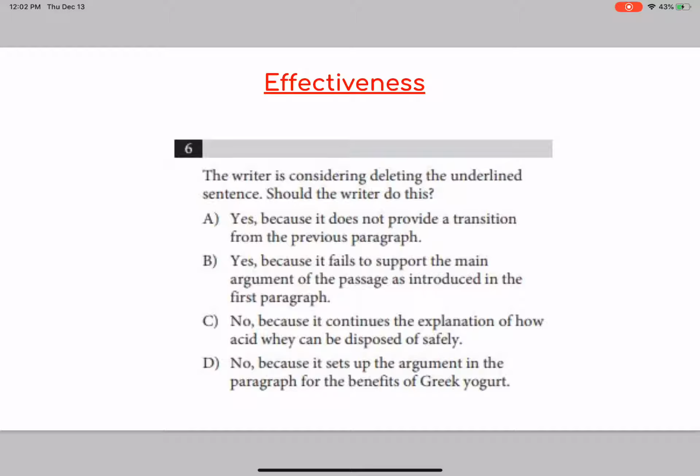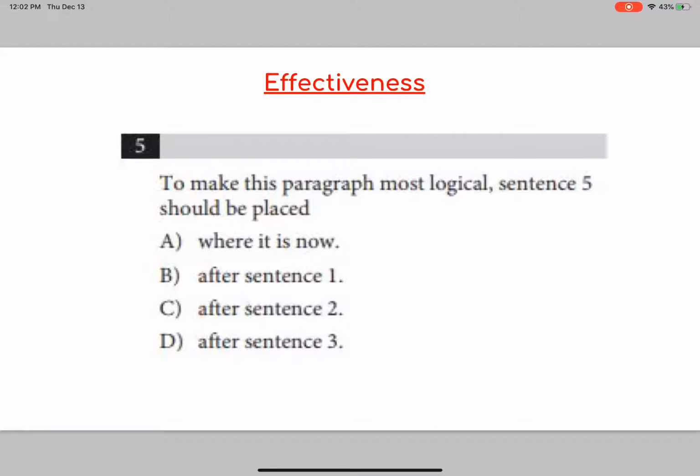The writer is considering deleting the underlined sentence. Should the writer do this? So what this is really asking you is just, is this sentence effective? If it's not, why? So that's really all it's asking you. Another type of effectiveness question is this one: to make this paragraph most logical, sentence 5 should be placed. And this is an example of organization. Do you know how a paragraph should be organized? Does this sentence work where it is? And if it's not, where should it be to make the paragraph organized? And that's just an example of effectiveness.